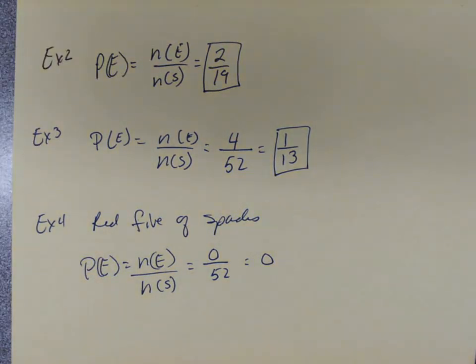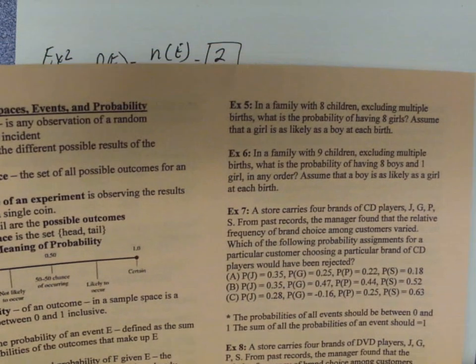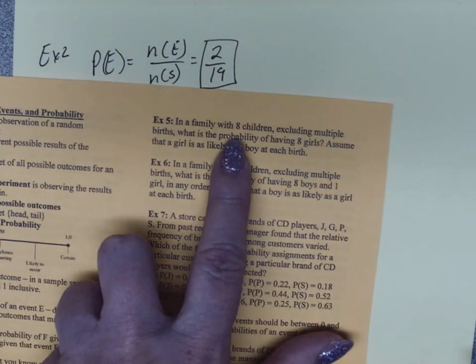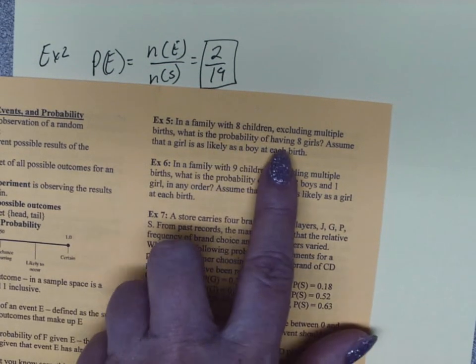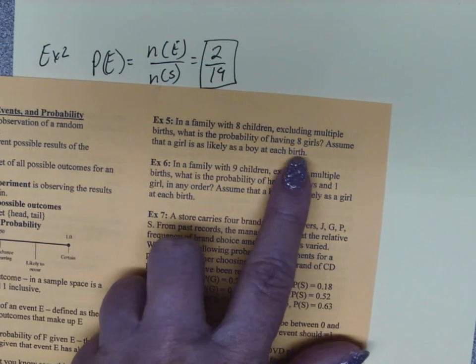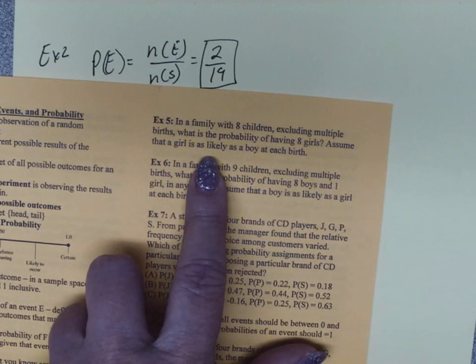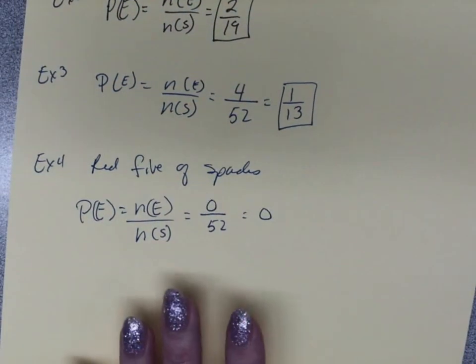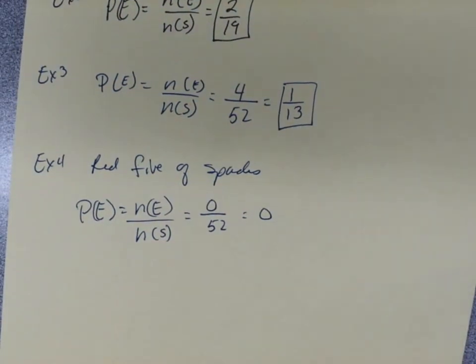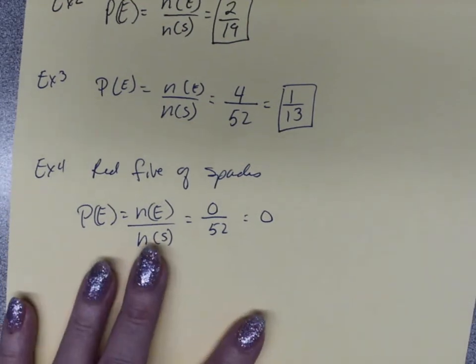Right? Example 5. In a family with 8 children, excluding multiple births, that means they didn't have any twins or triplets, what is the probability of having 8 girls? Assume that a girl is as likely as a boy at each birth. So we're looking at if we have a child, the likelihood is you either get a girl or a boy.